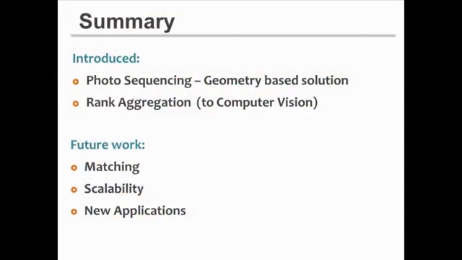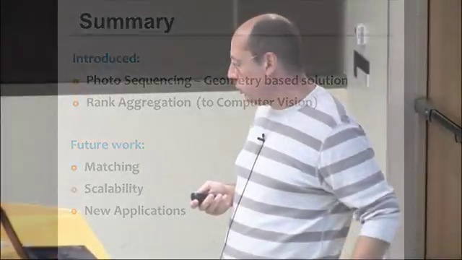Okay, so let me summarize what we've done. I think it's a cool problem. It also focuses on thinking about what assumptions you want to make and playing with geometry, which I personally like very much. Also, I haven't seen much work on rank aggregation in computer vision. I think it's a very powerful tool. There are many instances you can think of where you have partial ranks and you want to aggregate everything together. In the future, I think the main problem we had is the problem of matching.